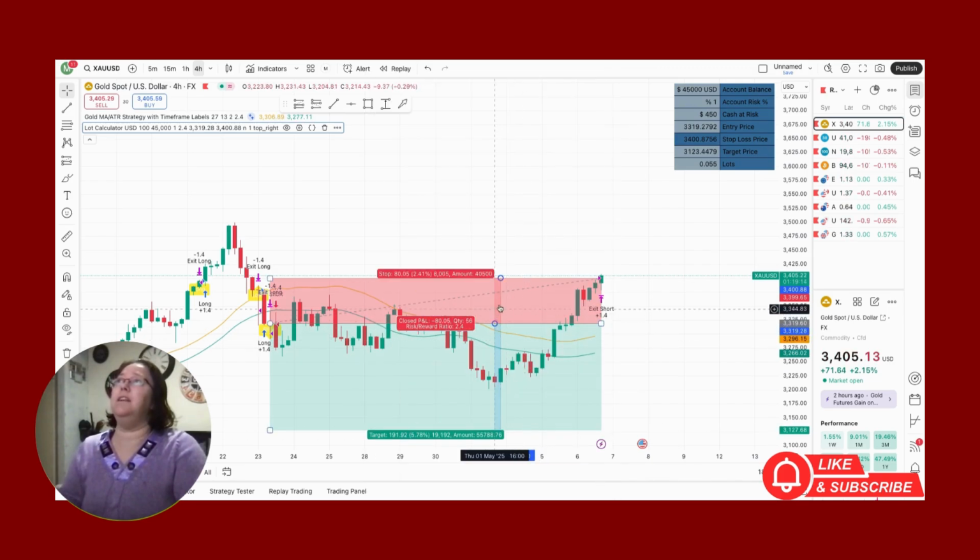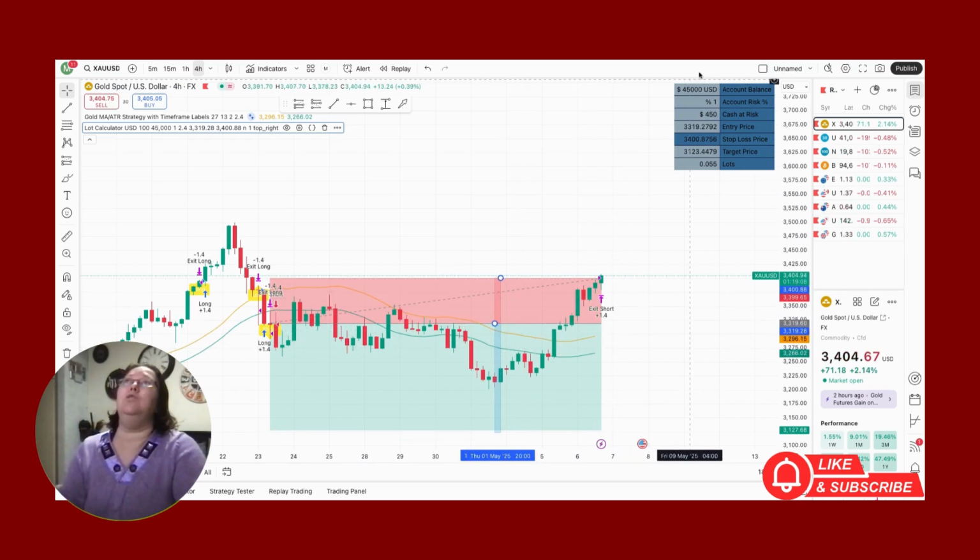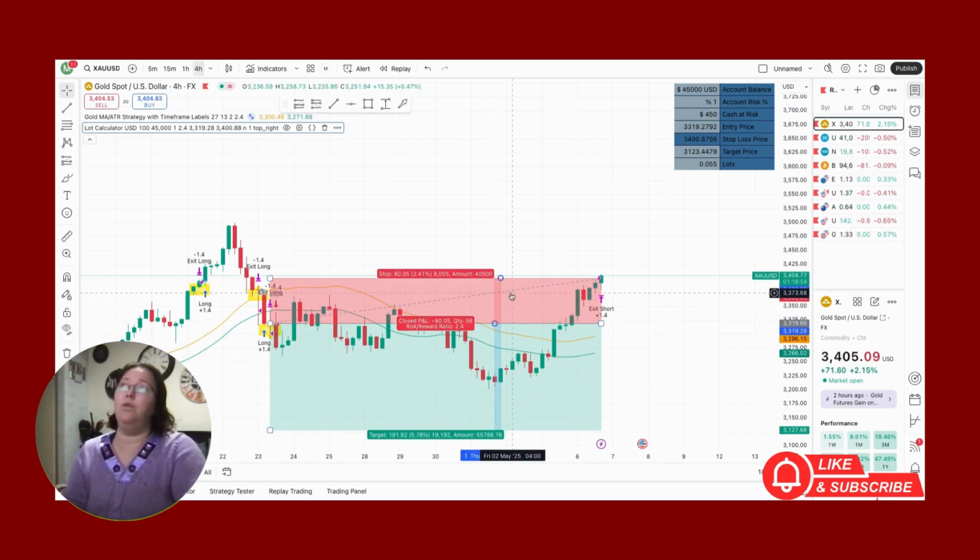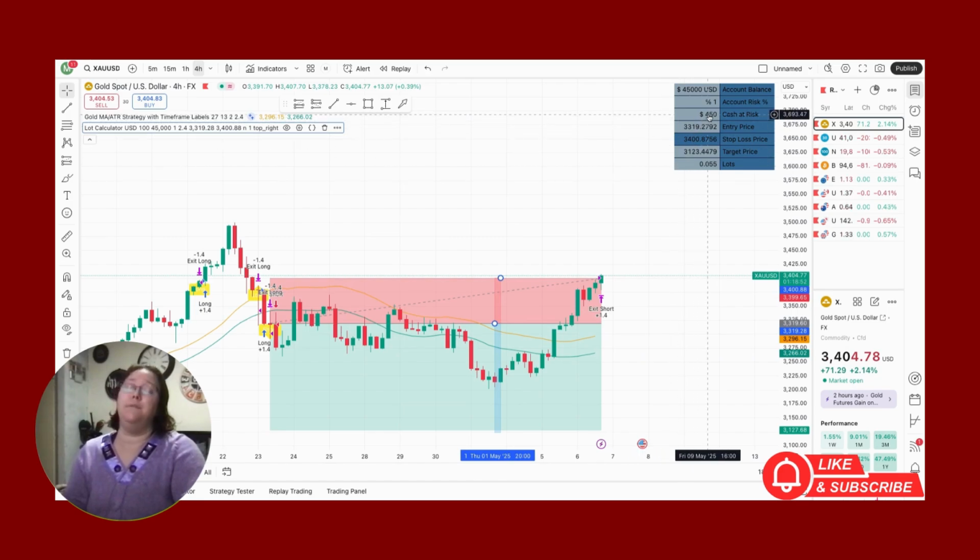And now you'll see that it has literally drawn a little blue bar here for you. You can pull this out, but it is extremely sensitive and it will change the details on this. So let's go through this. It says that I've got a $45,000 trading account. I'm risking only 1% of my account, which means if the trade goes against me, I'm only losing $450. So 1% of my account is $450. That is my entry price. That is my stop loss. That is my target. And then it will spit out my lots.